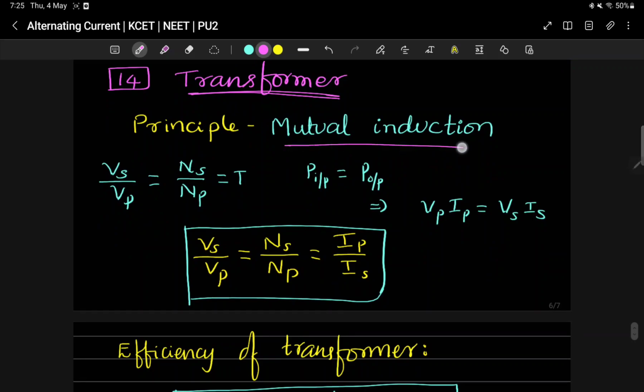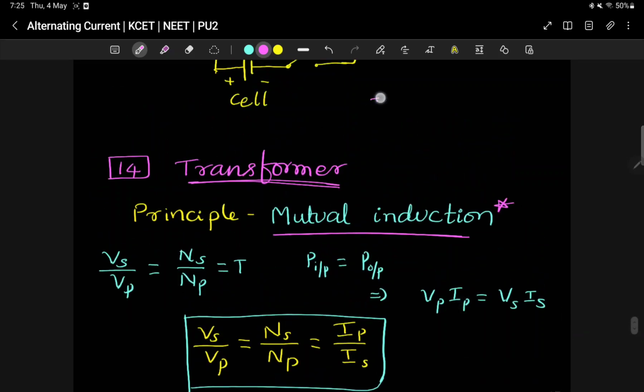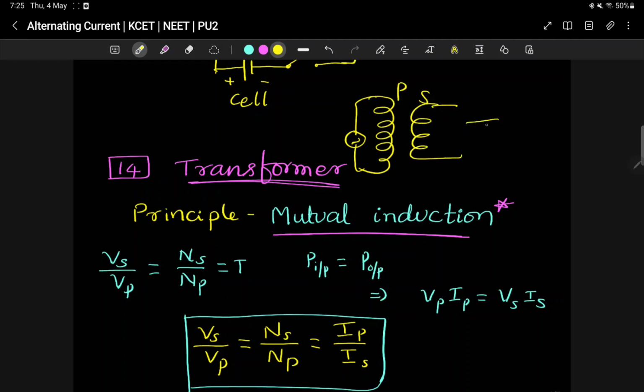Then we have the concept of transformer. The principle of transformer is mutual induction. For board examination they have given this in previous year question papers. See, a transformer looks like this. It consists of a primary coil and a secondary coil. Let me draw it here neatly. This is the primary coil given to an AC source, and there will be a secondary coil, which is connected to something else.